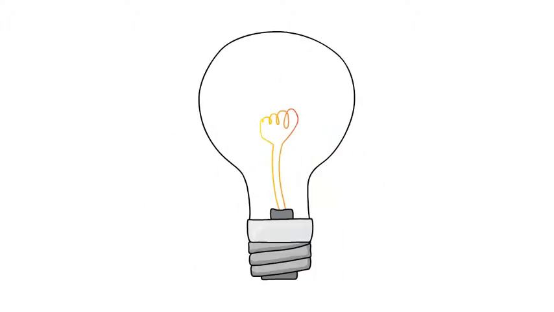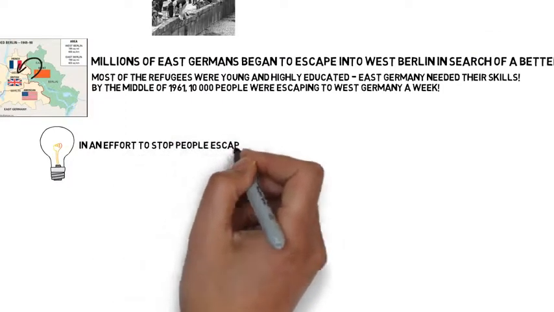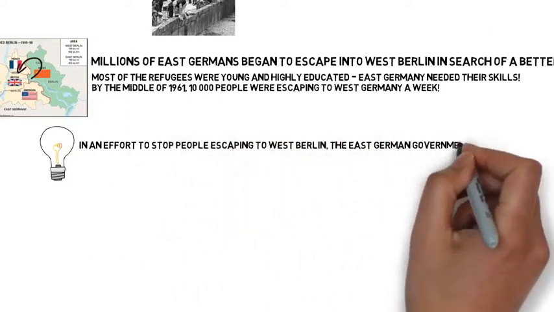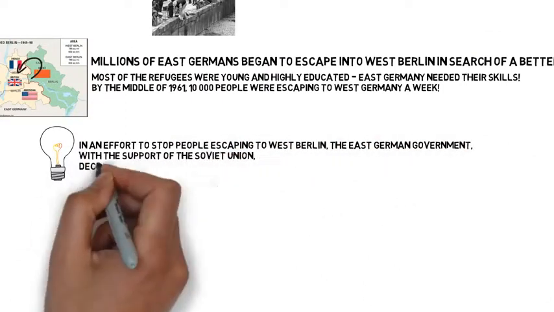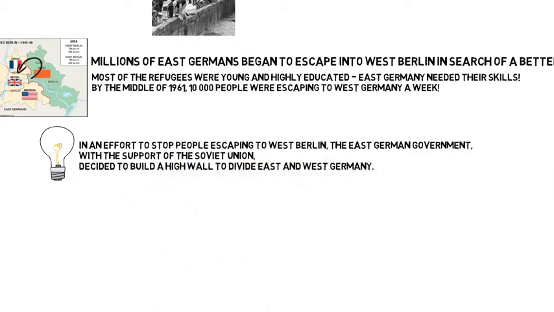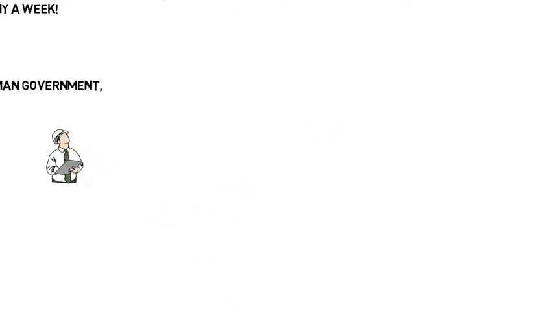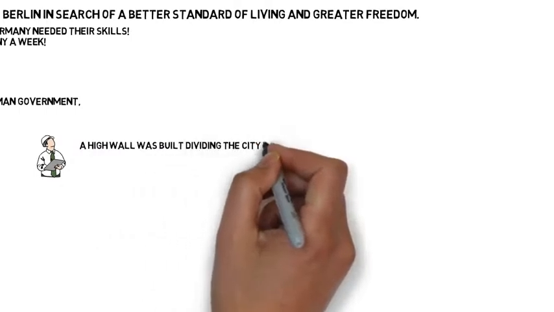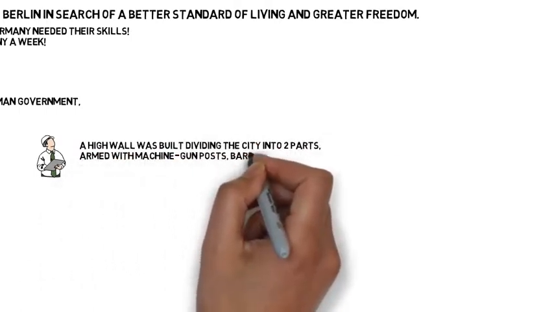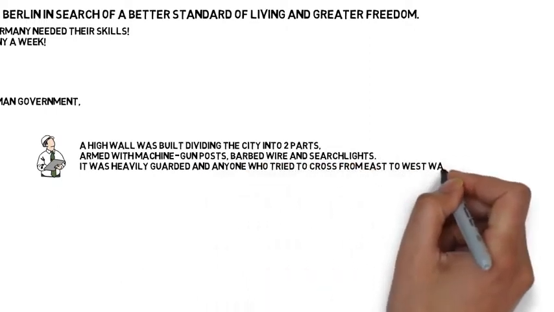The East German government needed to come up with a plan to stop people escaping to West Berlin. Supported by the Soviet Union, they decided to build a high wall to divide East and West Germany. A high wall was built that divided the city into two parts and was armed with machine gun posts, barbed wire and searchlights. It was heavily guarded and anyone who tried to cross from east to west was shot.